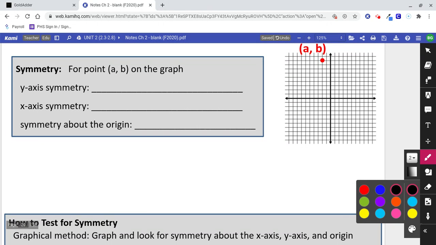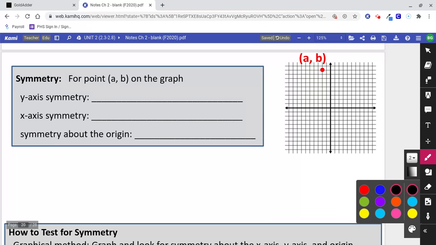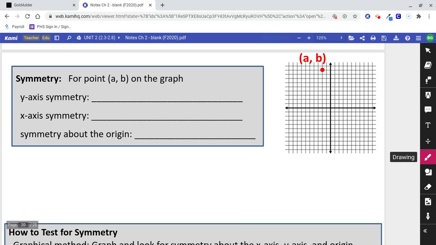We talk about symmetry. Symmetry for point (a, b) on the graph. I graphed (a, b) right there on that graph. If we talk about y-axis symmetry, you change the x coordinate. And don't read that as a negative number. That's not negative a, it's opposite a. Because if I do y-axis symmetry, it's going to put a point right there. And so that's not a negative coordinate. It's just the opposite of whatever a was.